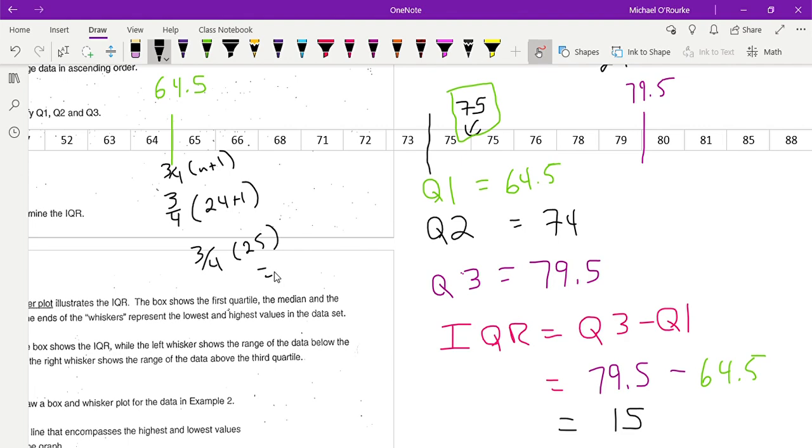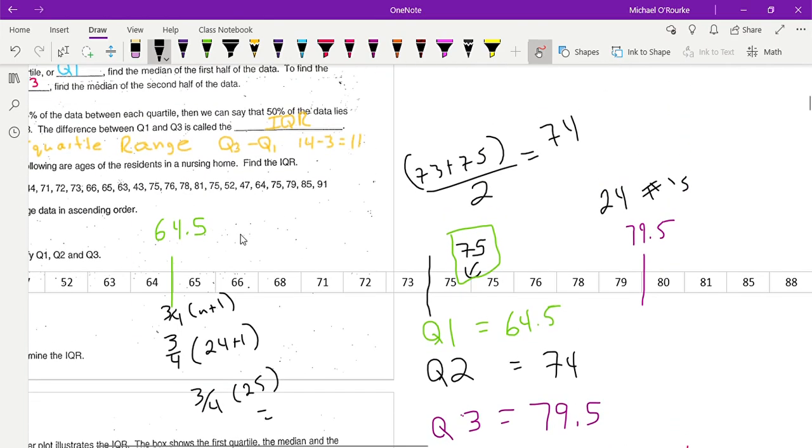18.75. What happened there? 24 terms. $18.75? Yeah, so it'd be your 18.75 term. Does that make sense? Is that right?